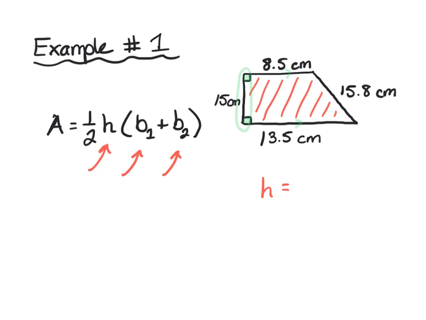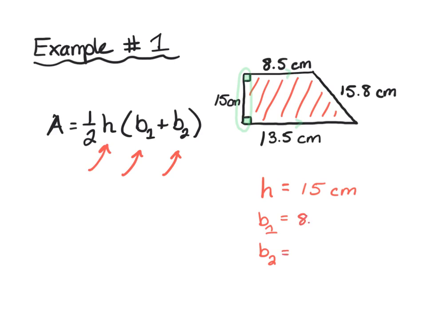I should probably use a pen here. The height is going to be 15 centimeters. Now the two parallel sides are our bases, so base 1 and base 2. And I really do need to emphasize it doesn't matter which one is base 1 and base 2, since you're just going to add them together. So we can go ahead and just write them down.